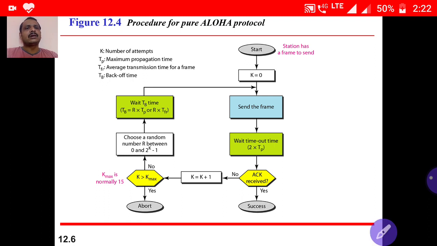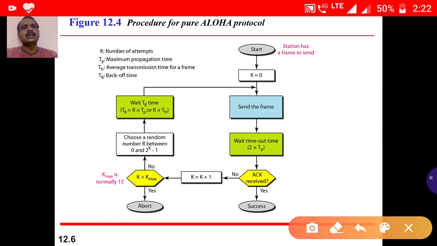If the acknowledgement is not yet received, the condition is false, then increment the k value: k equals k plus 1. Initially k is 0, now k plus 1 is 1. Then check whether k is greater than k max. K max is usually a maximum number, usually 10 or 15. Suppose we fix the maximum value at 15. Now k is 1, and k is not greater than k max, so the condition is not satisfied here.